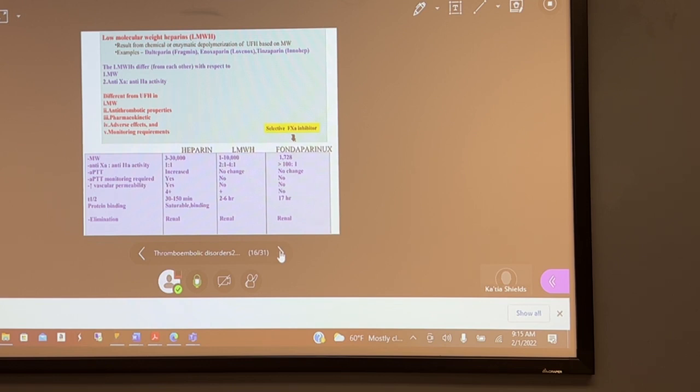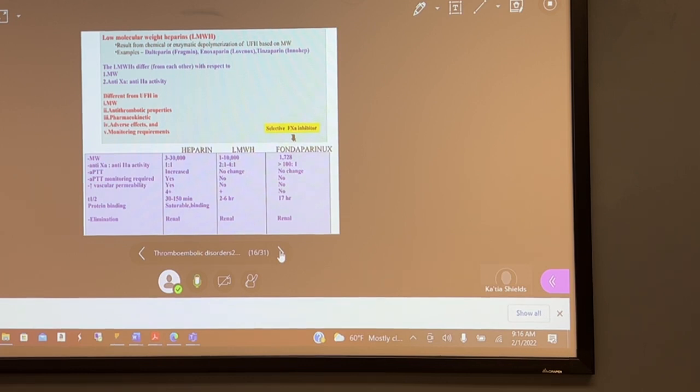So let's now compare, according to this table, between heparin and low molecular weight heparin. But I've included a selective factor 10A inhibitor, that's fondaparinux, just to complete the comparison. So if you look at the ability to antagonize factor 10 as a ratio of ability to attack factor 2, for heparin it is 1-to-1. If it blocks factor 10A at 10%, it does the same thing 10% to factor 2. Whereas for the low molecular weight heparins, they are much more effective in antagonizing factor 10 than they do to factor 2. You could see it could go from 2-to-1 to 4-to-1.